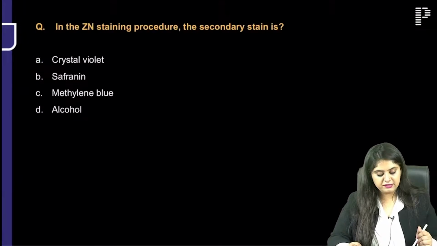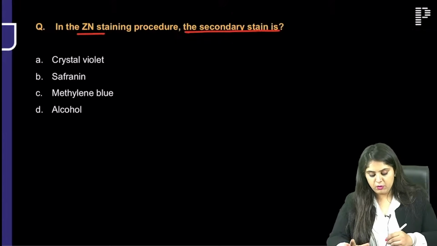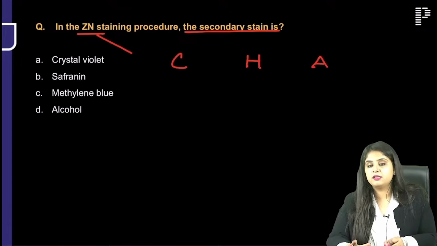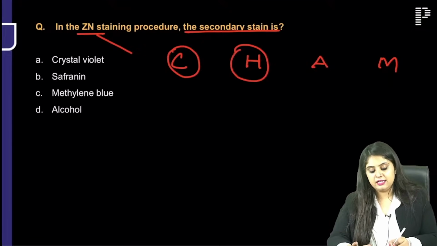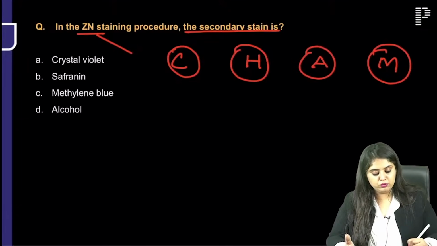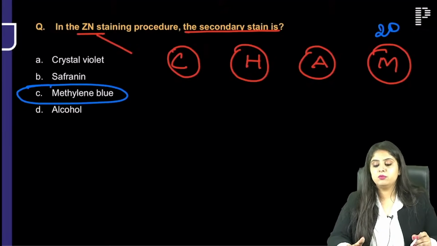Okay, next, in the ZN staining procedure, the secondary stain is what? सोचो, ZN stain का पहले mnemonic सोचो. What is the mnemonic of the ZN stain? It is carbol fuchsin, heat, 20% acid H2SO4 and methylene blue. So what is the secondary stain that you have? It is going to be methylene blue.